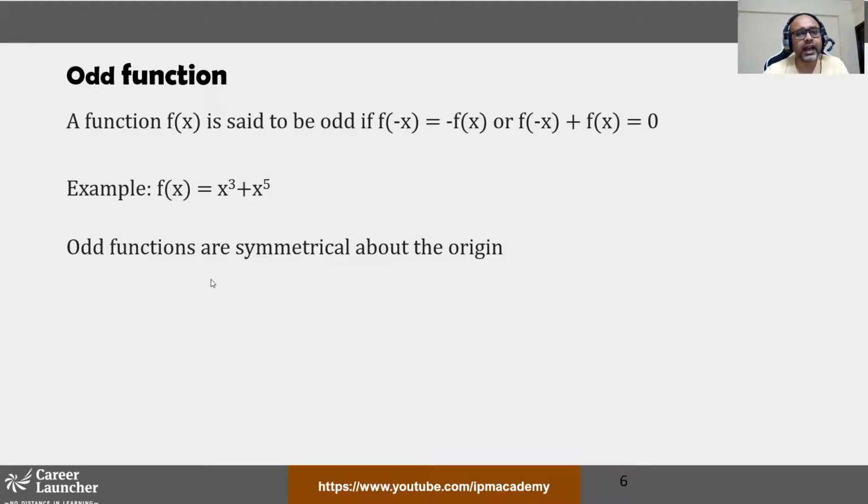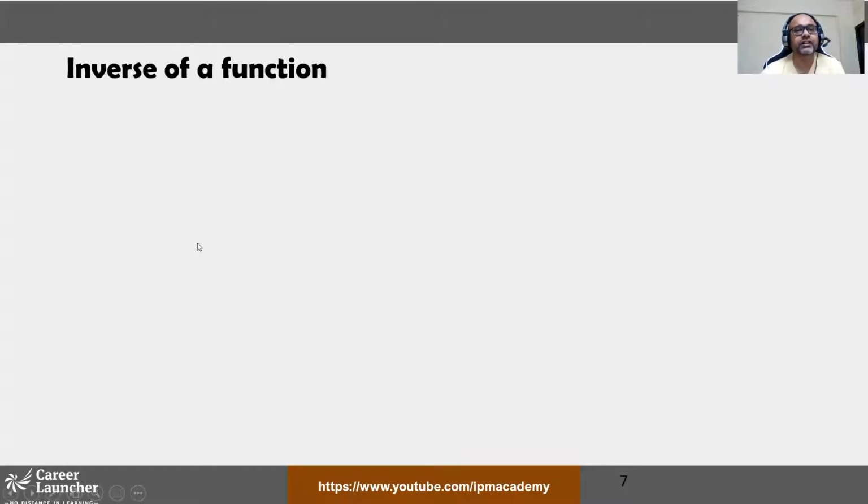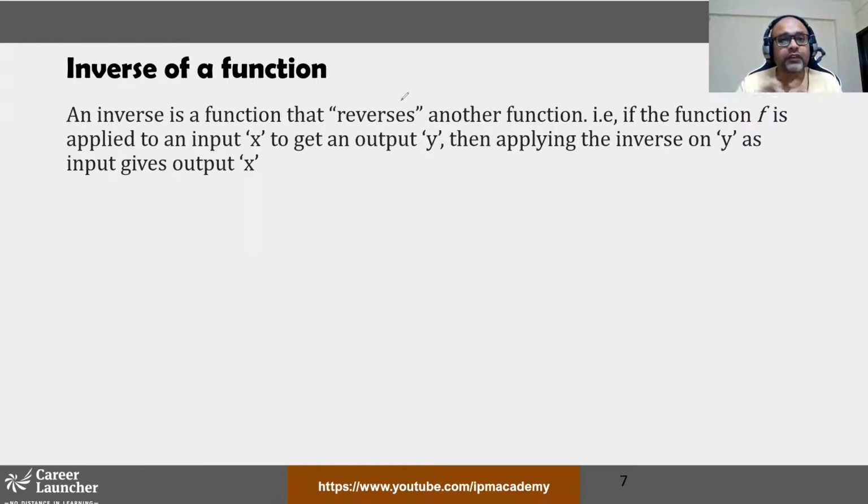Moving on, the last part of a function is the inverse of a function. So what is this inverse of a function? It is nothing but something that reverses the function. So look at this. I will explain to you using an example. I have written down in layman's terms. So basically it says that when you put f of x, you get an output called y. If you write f inverse of y, you should get the input called x. That is the meaning of inverse.